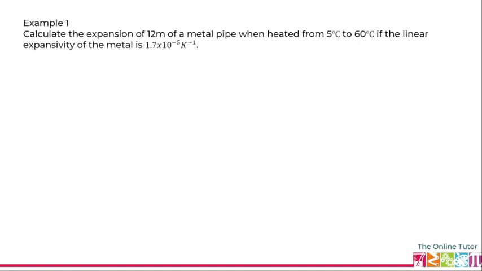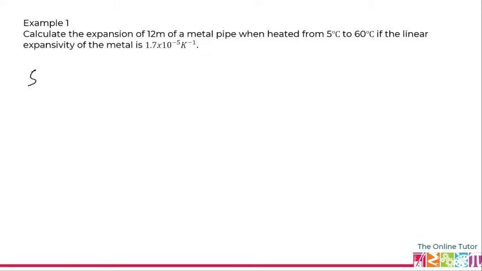So we want to look at the first example that we have. We are to calculate the expansion of 12 meters of a metal pipe when heated from 5 degrees Celsius to 60 degrees Celsius if the linear expansivity of the metal is 1.7 times 10 raised to the power minus 5 per Kelvin. Now we have to note that the linear expansivity, the unit is per Kelvin. That is something that we should take note of.